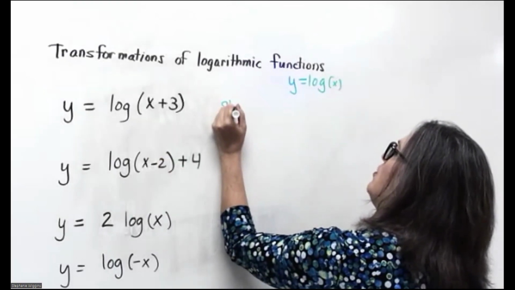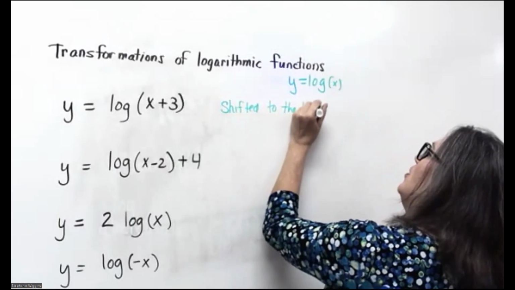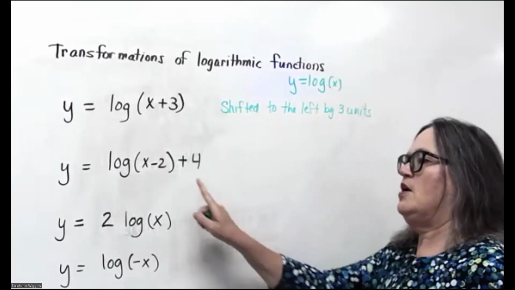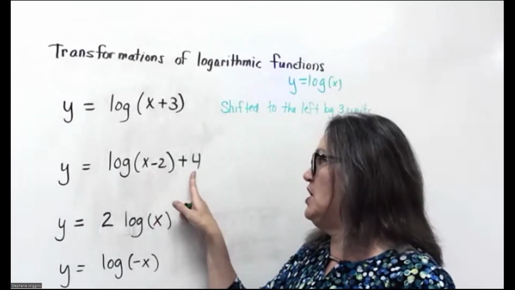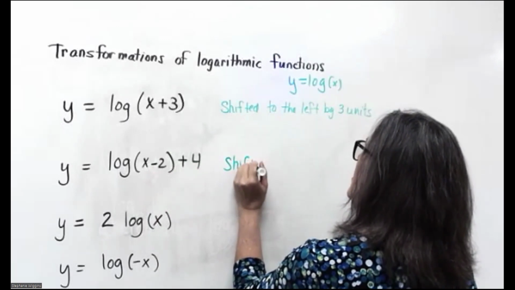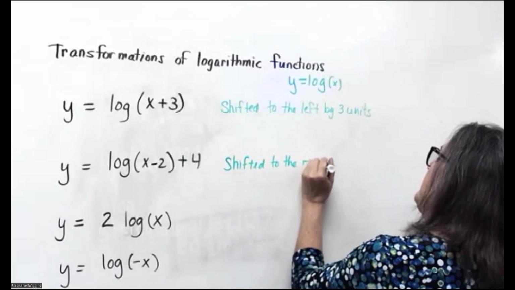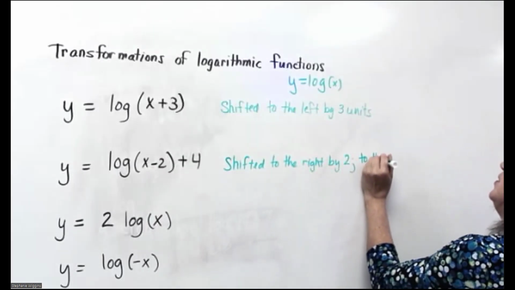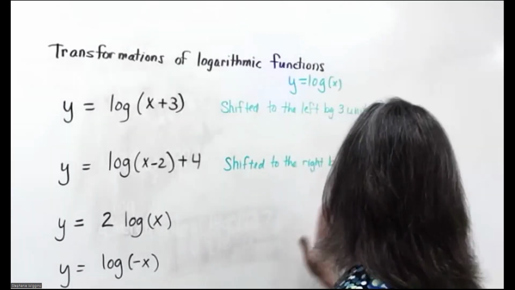So we're going to shift the graph by 3 units. Here we're going to shift to the right because it's inside, we're subtracting 2 inside, and then we're going to shift up 4 units. So here we're shifting to the right by 2, and then up by 4.